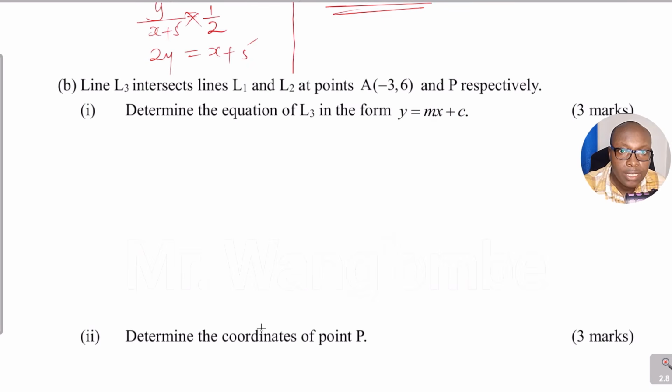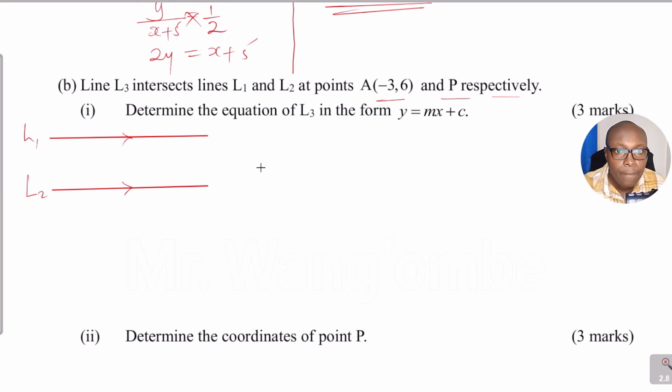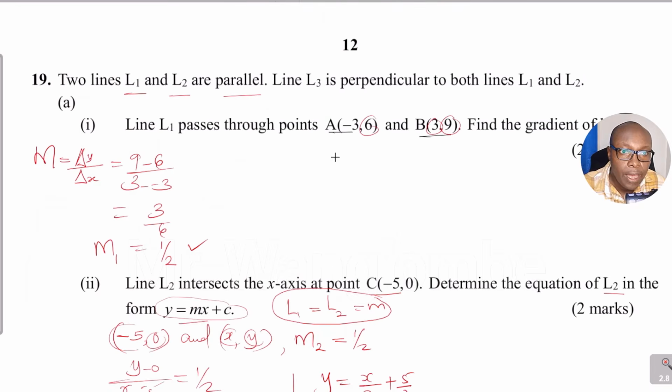Line L3 intersects lines L1 and L2 at points A and P respectively. Part 1. Determine the equation of L3 in the form y is equals to mx plus c. So remember, line L1 and L2 are parallel to one another. So I'll draw them here. That is the line L1. This is line L2. They are parallel. And then there is another statement here. Line L3 is perpendicular. That means it meets both line L1 and L2 at right angle or at 90 degrees. That is what we mean by perpendicular.